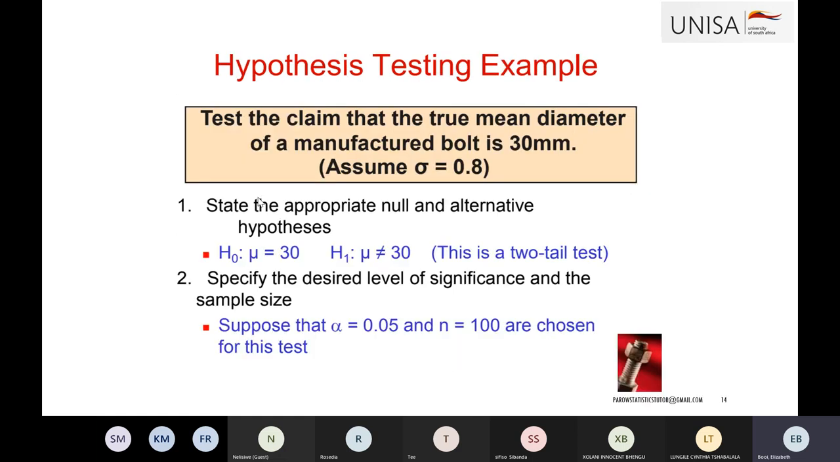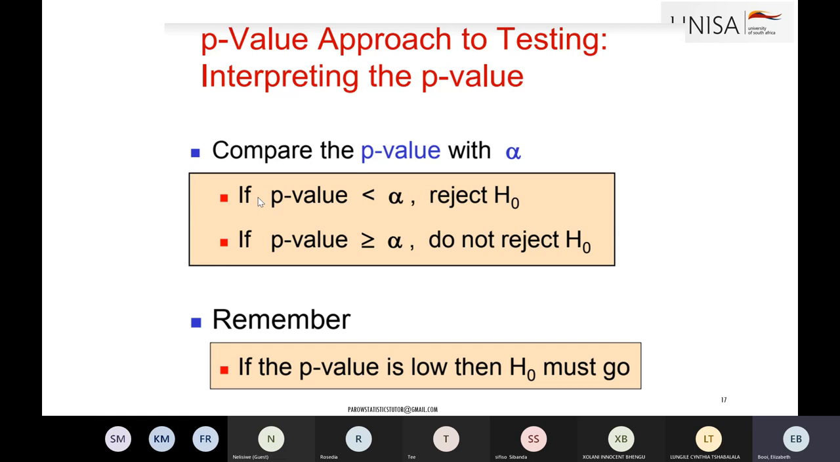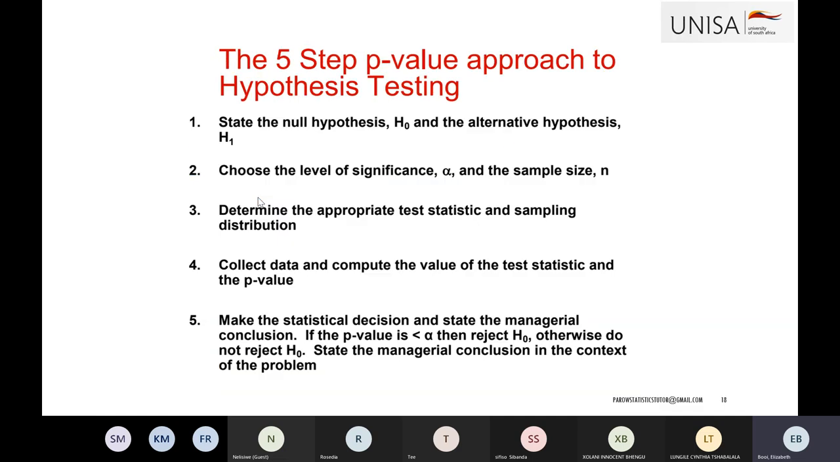And we looked at an example. I'm not going to go into details about the example. I'm going to look at the hypothesis testing approach when we use the p-value. So when we use the p-value, when we make a decision, if the p-value is less than the alpha, we reject the null hypothesis. There are also similar steps, but in these steps, we do not use the critical value. So step number four now becomes where you do the calculations. And we looked at this.